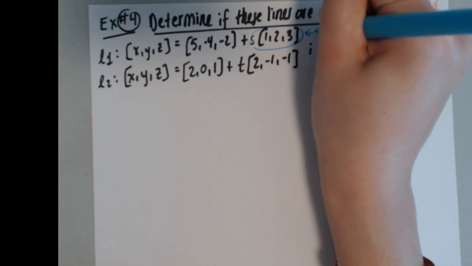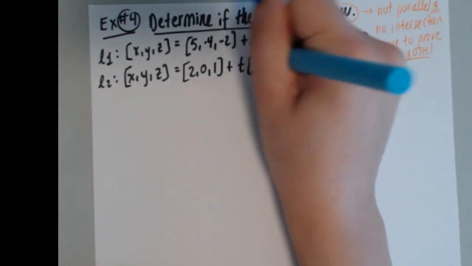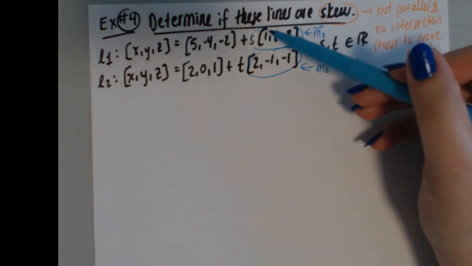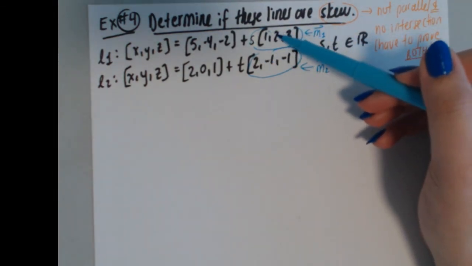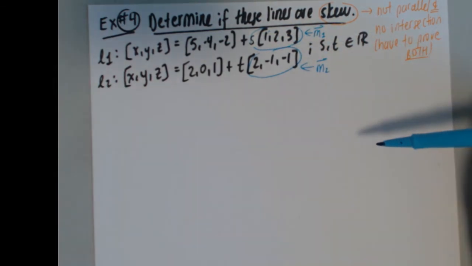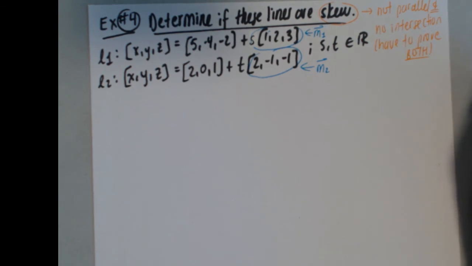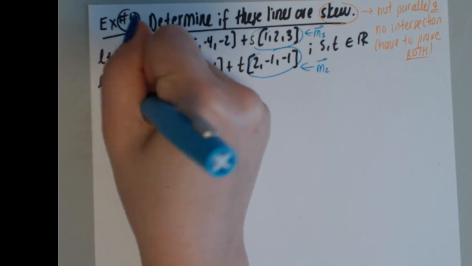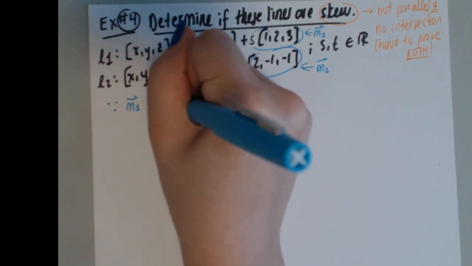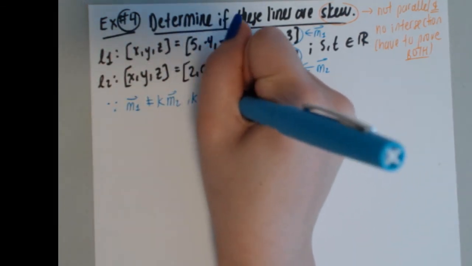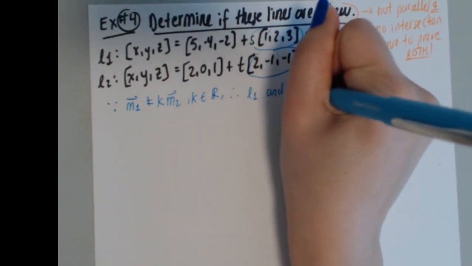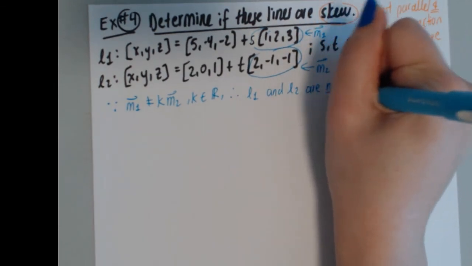So here I've got M1, and here I've got M2. All right, so looking at this, to go from 1 to 2, I have to multiply by 2. To go from 2 to -1, I have to divide by -2. All right, so that's a bit of a problem. They are not scalar multiples of each other, so I have to identify that here. So since M1 does not equal a scalar multiple of M2, where K is an element of the real numbers, therefore L1 and L2 are not parallel.